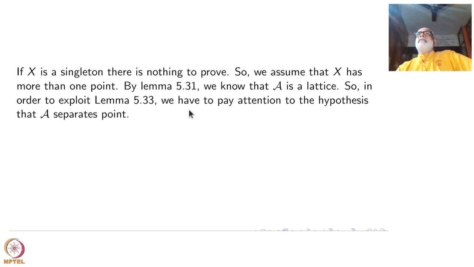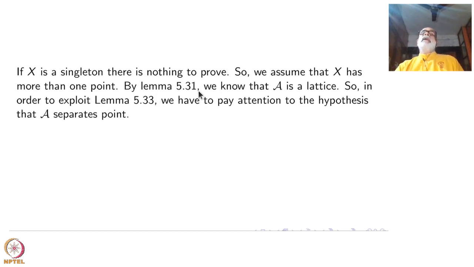What is C(X)? It is just R. Any subalgebra of R is either 0 or the whole of R, so there is nothing to prove. There is no problem. So we assume that X has more than one point.